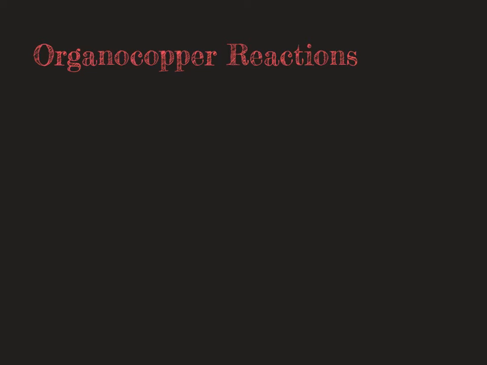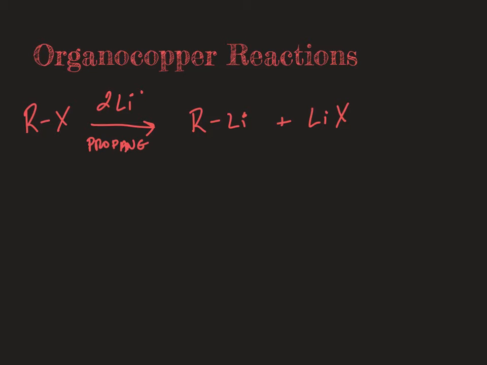And the first thing we're actually going to do is add lithium, which might seem strange. But if we start with an alkyl halide and add in 2 moles of lithium metal, and here propane is a very common solvent, again, aprotic. What happens is the lithium will replace the halogen. You'll also get lithium X, whatever your halogen was.